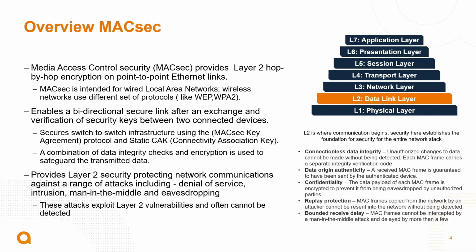You can see on the right, MACsec enables connectionless data integrity, so any sort of unauthorized changes to a frame cannot be made. Data origin authenticity is ensured with MACsec. Confidentiality, because we're encrypting the frame with MACsec. We have some replay protection mechanisms that help us accept packets out of order, but also keep us from injecting those packets back into the network like they're attacks.